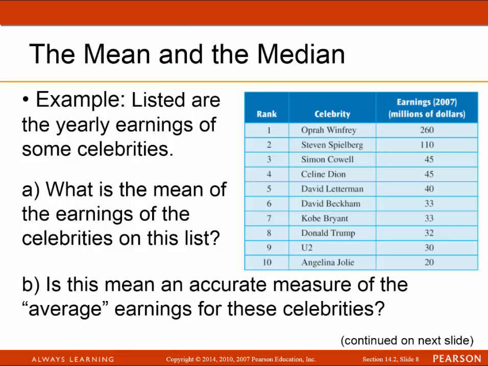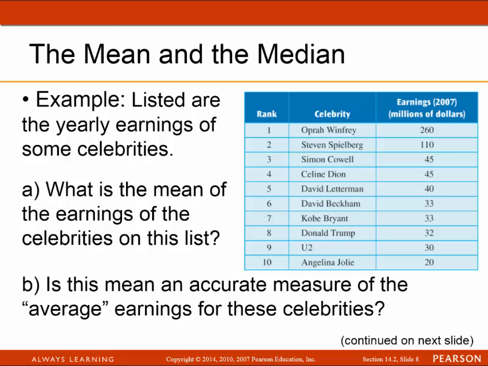So here's another example. Listed are the yearly earnings of some celebrities. We have parts A and B. What is the mean of their earnings for the people in this list, and is this mean an accurate measure of the average earnings? Here we have 10 celebrities ranked in order from 1 to 10, and then we have their earnings for 2007 in millions of dollars. We have Oprah Winfrey all the way down to Angelina Jolie.